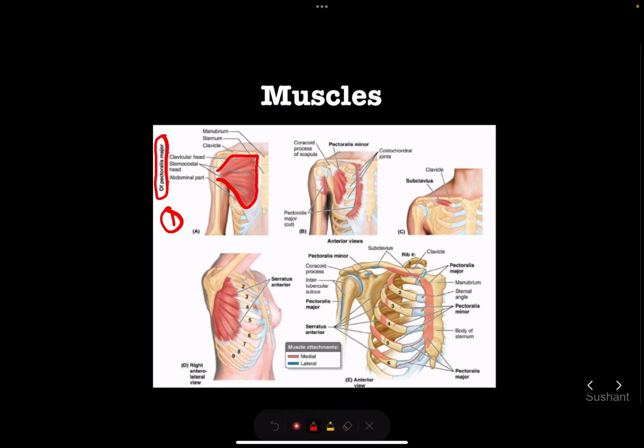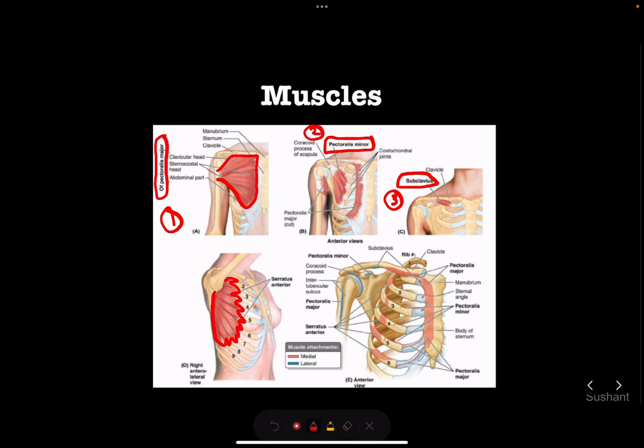And deep to the pectoralis major, when you cut and reflect the pectoralis major muscle, we find another muscle lying deep to it, that's the pectoralis minor muscle. So this is your pectoralis minor muscle, second muscle. And then we also have another small muscle above the pectoralis minor beneath the clavicle, that's the subclavius muscle. This is number 3. And then there is one more muscle that has a serrated origin from the upper 8 ribs.